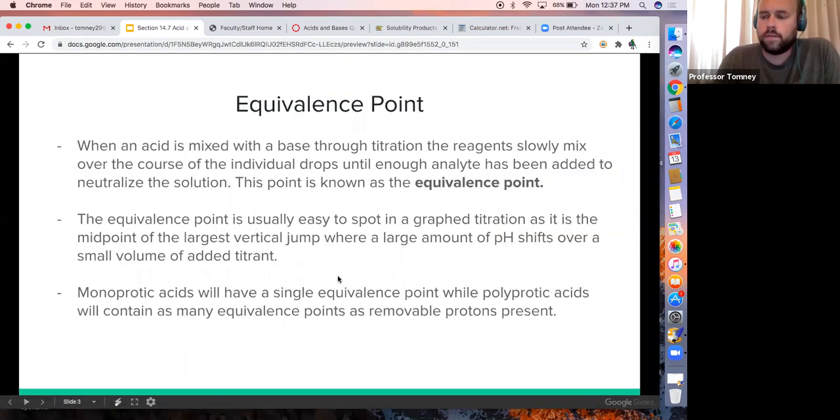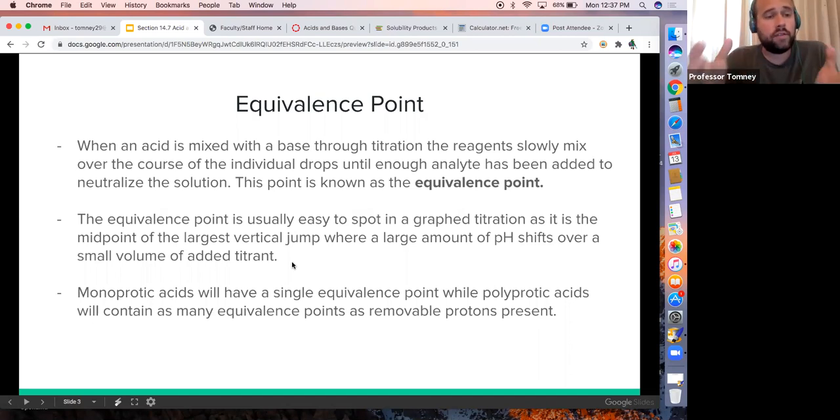All right, so one of the most, if not the most important point is going to be the equivalence point when you're dealing with your titration. This is something in your labs you are asked to identify. The equivalence point is going to be when all of the moles of acid or base that you are titrating has been consumed by the titrant.